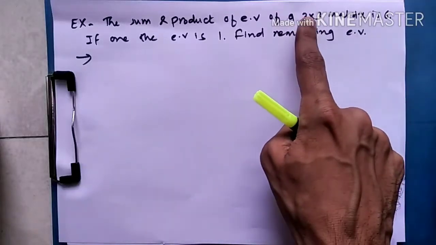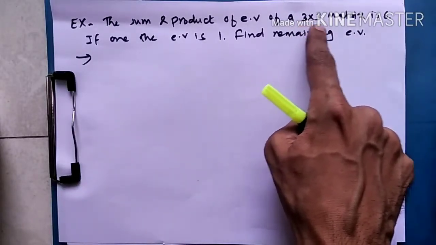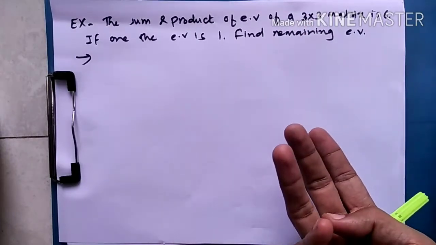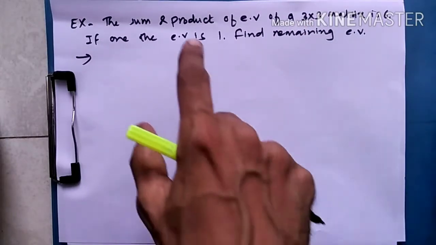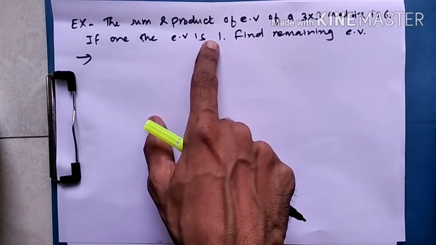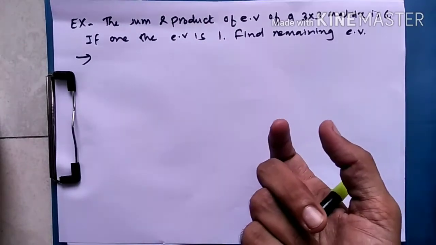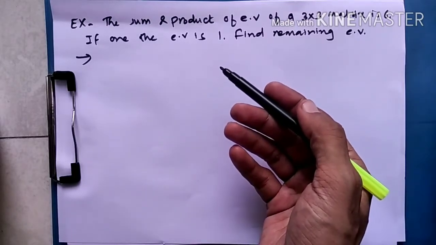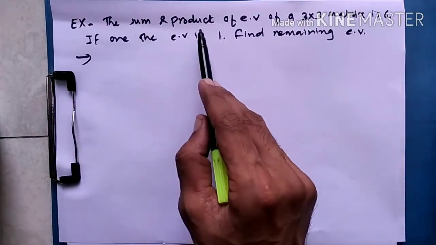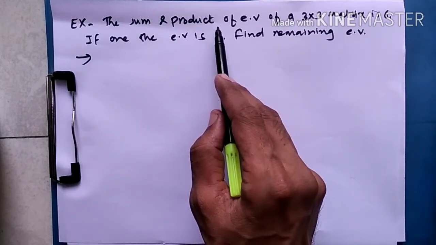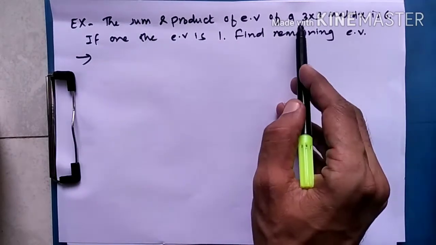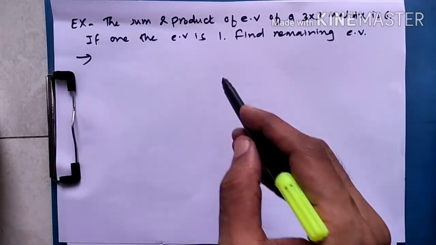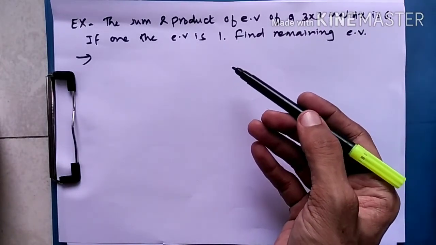So again a similar problem, matrix is not given here, only its order is given, that we are having a 3 by 3 matrix. So of course it will be having 3 eigenvalues. Out of that 3, one eigenvalue is given, it is 1. We have to find remaining 2 eigenvalues. And for that again we require the same properties, because sum and product of eigenvalues is given in the question. So sum of the eigenvalue is 6 and product of the eigenvalues is also 6. So again we require the same 2 properties to solve this problem.